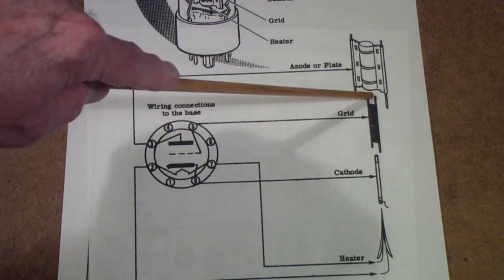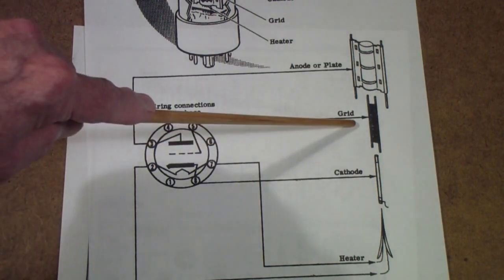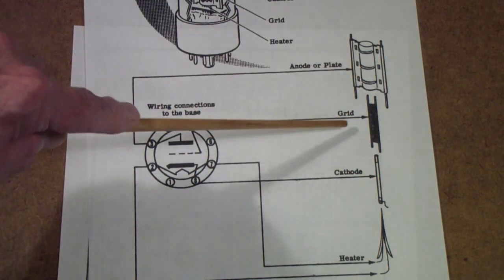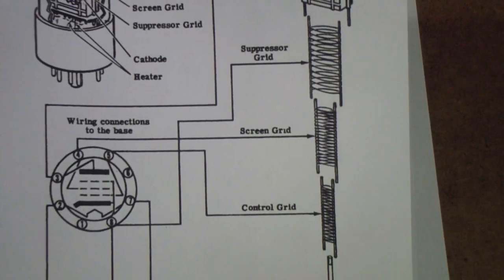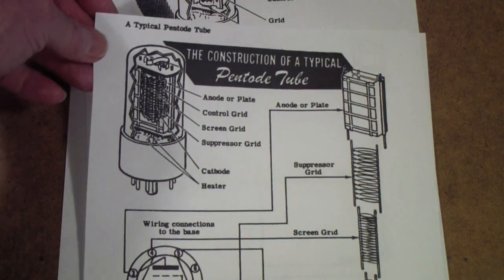But if you put a grid in between, then you can control the flow of those electrons by adjusting the voltage on that grid. Once again, if you haven't seen this kind of thing before, I suggest you go watch How Tubes Work, my number 81.